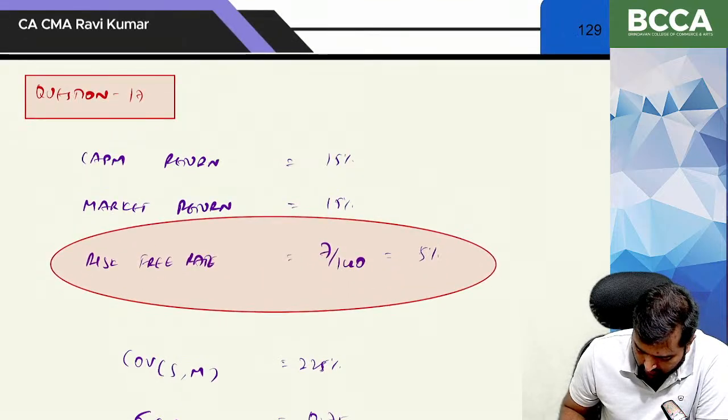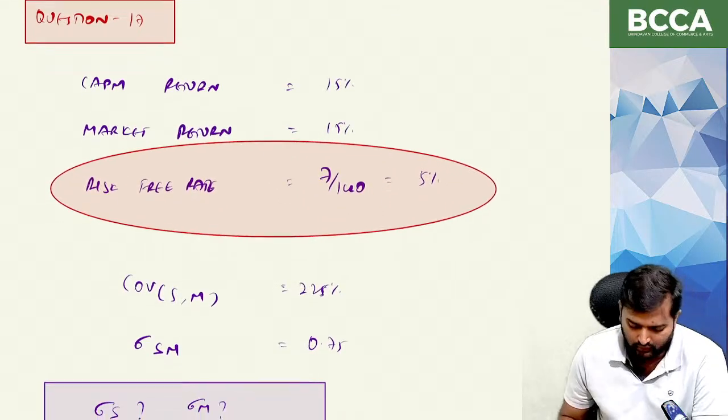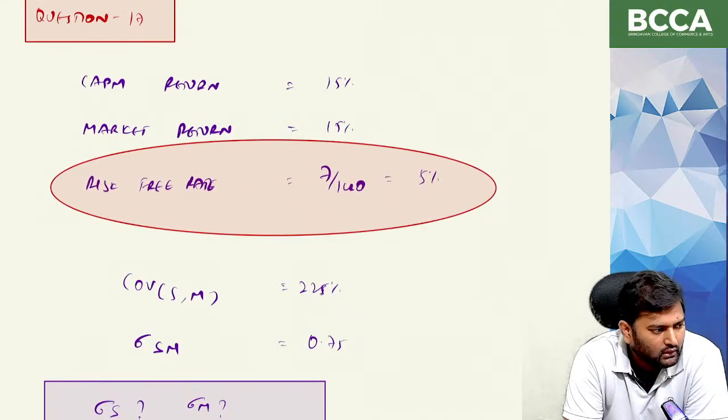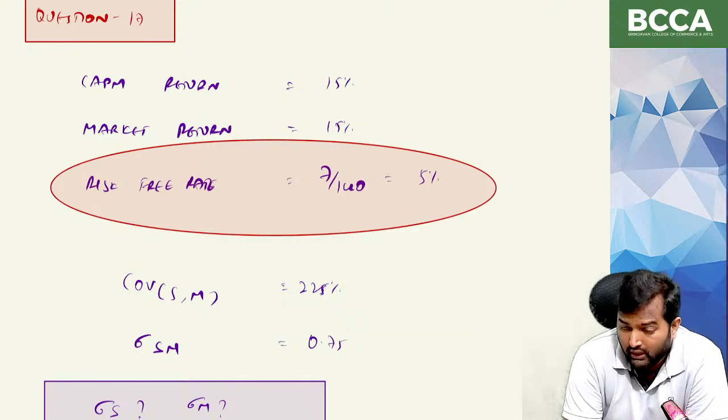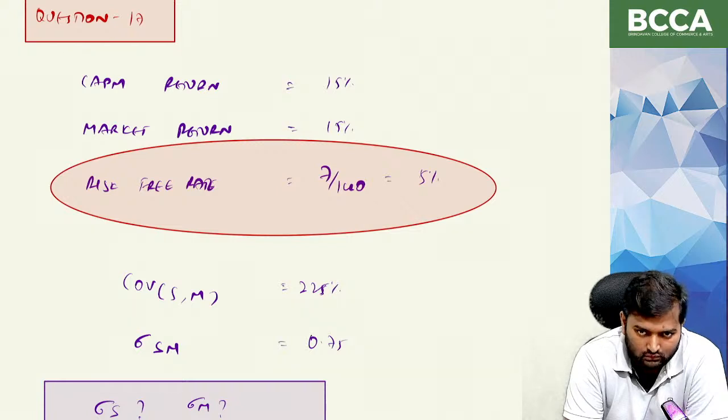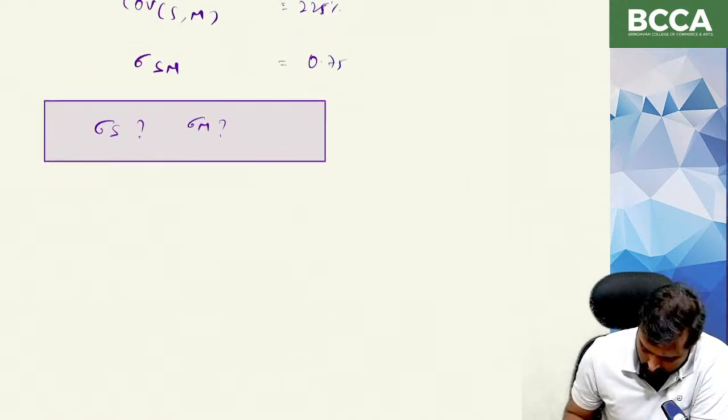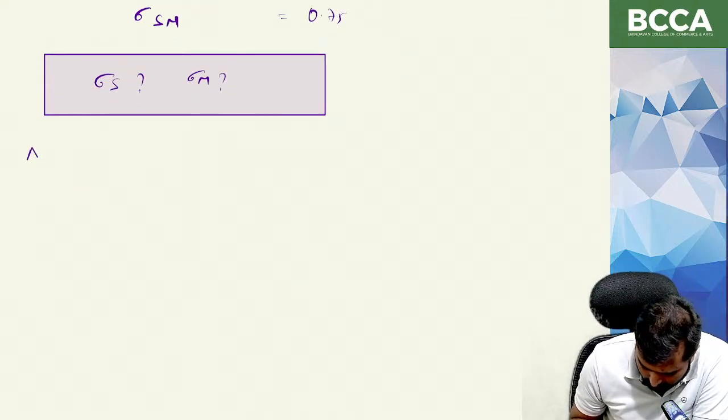So in the question, we are having CAPM return. Without doing any calculation itself, we can say beta is equal to 1. How can we say beta is equal to 1? Because CAPM return is equal to 15% and market return is equal to 15%. That means beta is equal to 1.